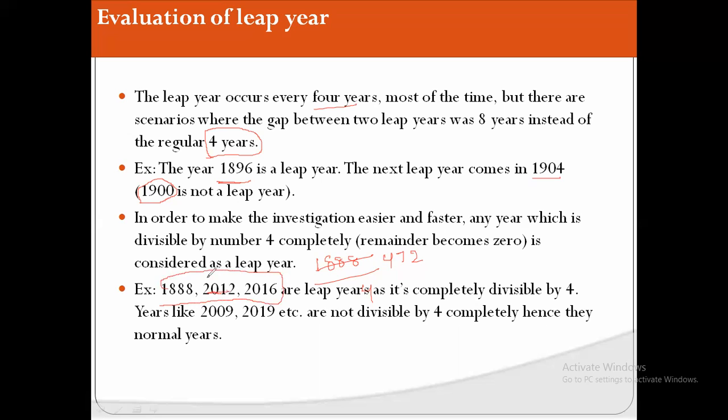2012. 4 5s are 20, 4 3s are 12. So we can treat it as a leap year. Whereas years that are not completely divisible by 4 give a remainder, and those years will be treated as normal years. So what we have to remember: if it is a leap year, it completely divides by 4. And if it is not a leap year, it gives a remainder when it divides by 4.